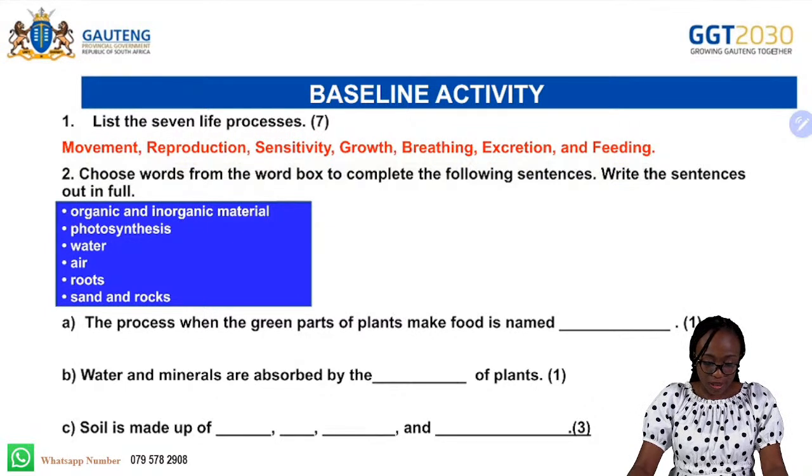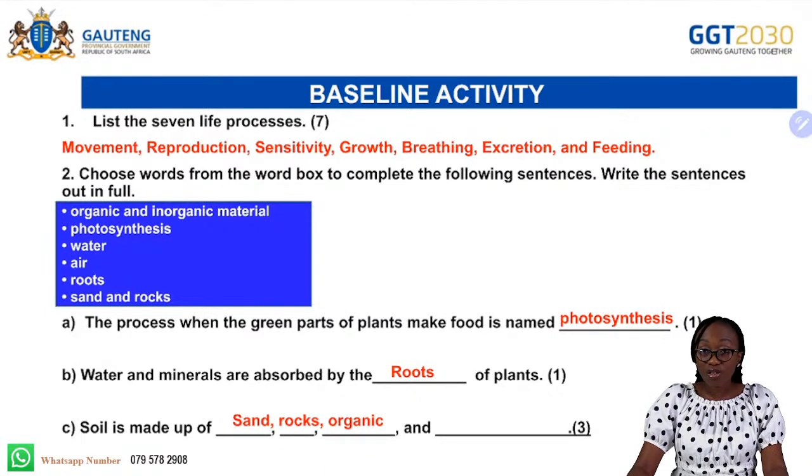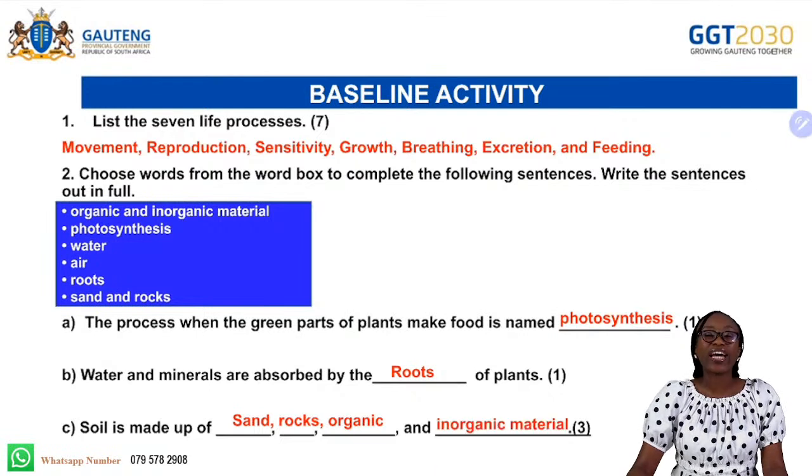The process when the green parts of plants make food is named photosynthesis. And then B, water and minerals are absorbed by the blank of plants. Do you know the word? It is roots. They are absorbed by the roots of plants. And then C, soil is made up of blank, blank, and blank. Sand, rocks, organic and inorganic material.